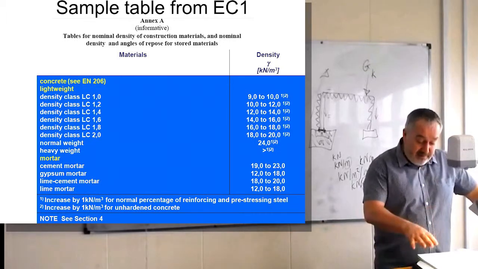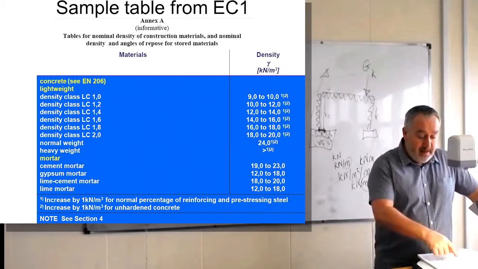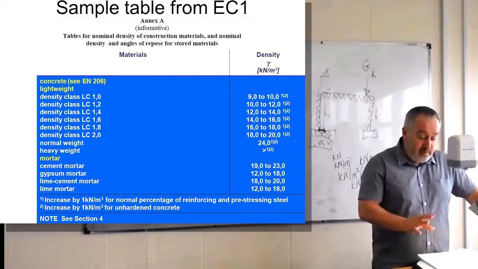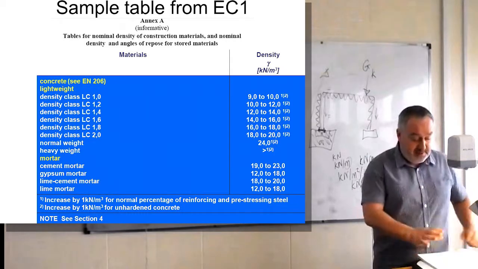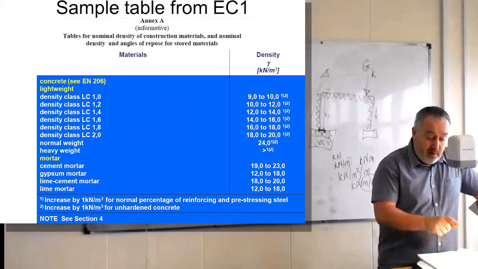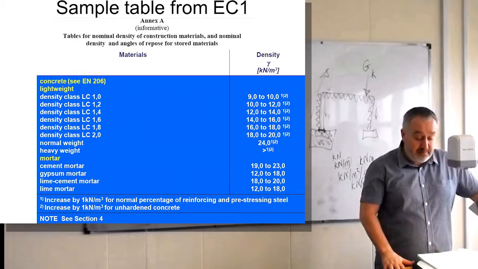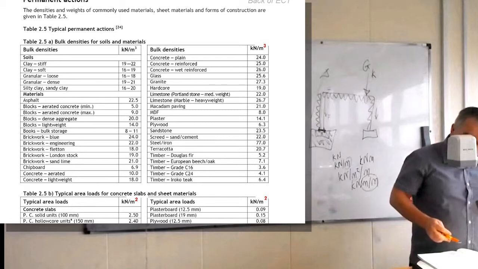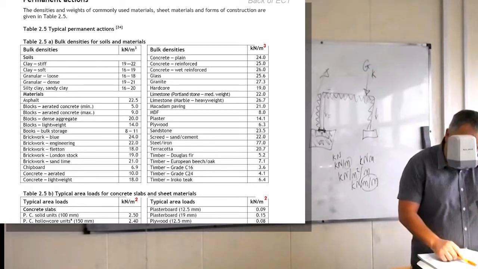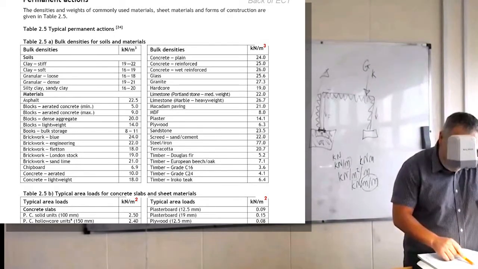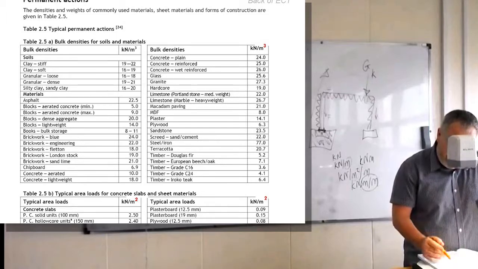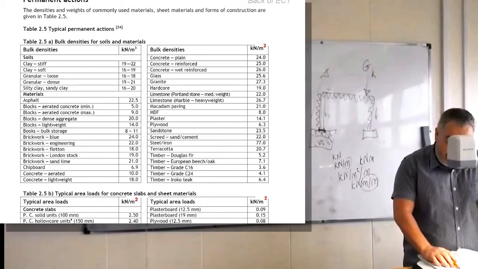So I've created a couple of pages of tables with the loading for the materials that we'll be referring to. So what have we got? So we've got bulk densities of soils. Let's jump across to concrete, because that's what we're working with.